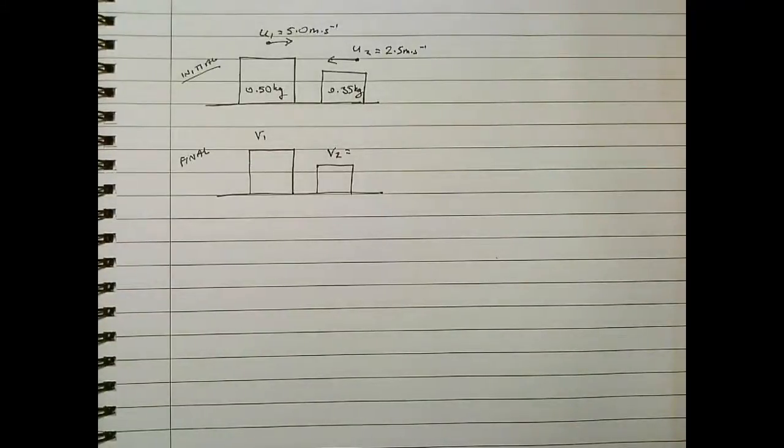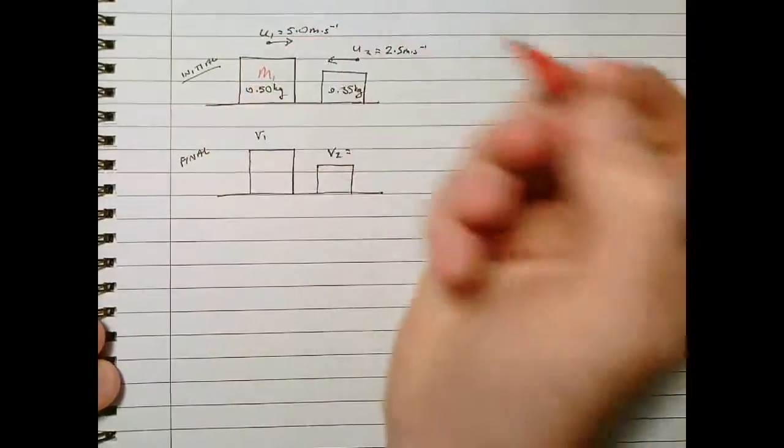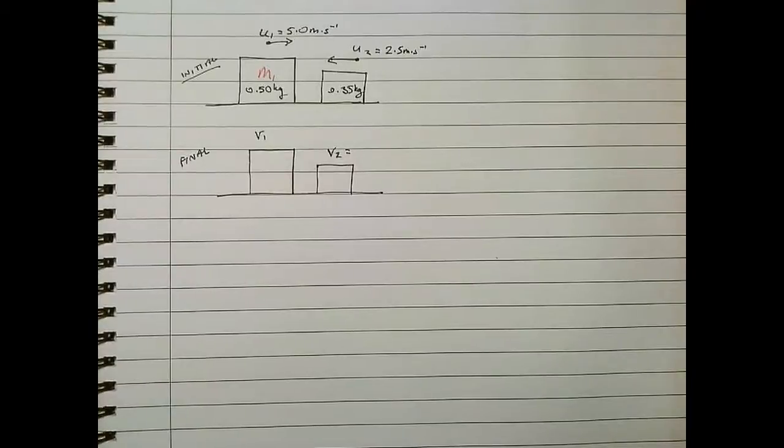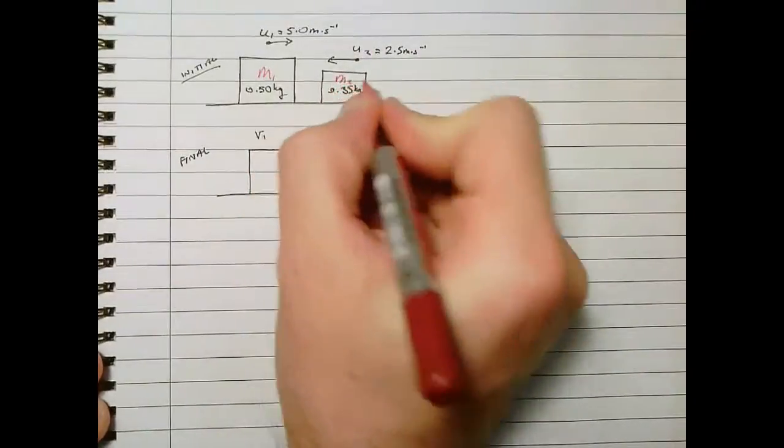Here we are with a momentum collision problem where we have two objects, mass 1 and mass 2, that you can see in the initial situation. We have object 1, and we should label that very clearly, being 0.5 kilograms, so this is our m1, and then we have a mass 2 of 0.35 kilograms, so that is our m2.